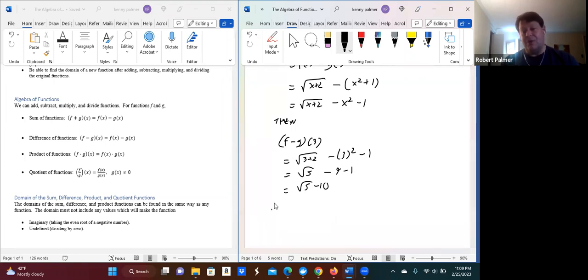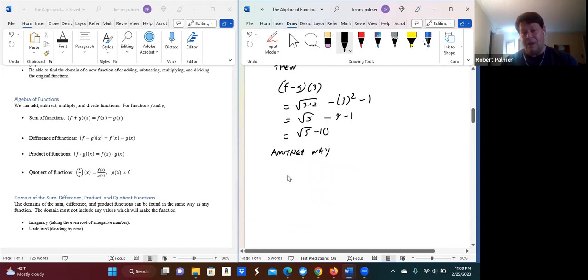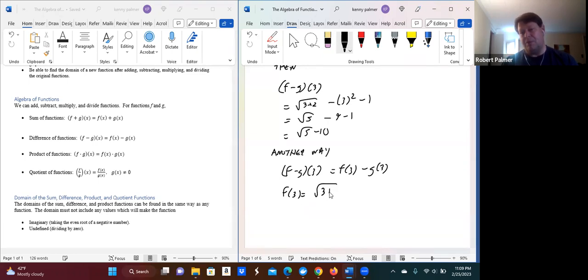Okay, then let's do the other way. If I do a second way, as I did before, f minus g of 3, let's see, we get the same thing. My rule says that's going to be f of 3 minus g of 3. Okay, let me write a better f. All right, so in the same way, f of 3 is the square root of 3 plus 2, which is the square root of 5. g of 3 is going to be 3 squared plus 1.